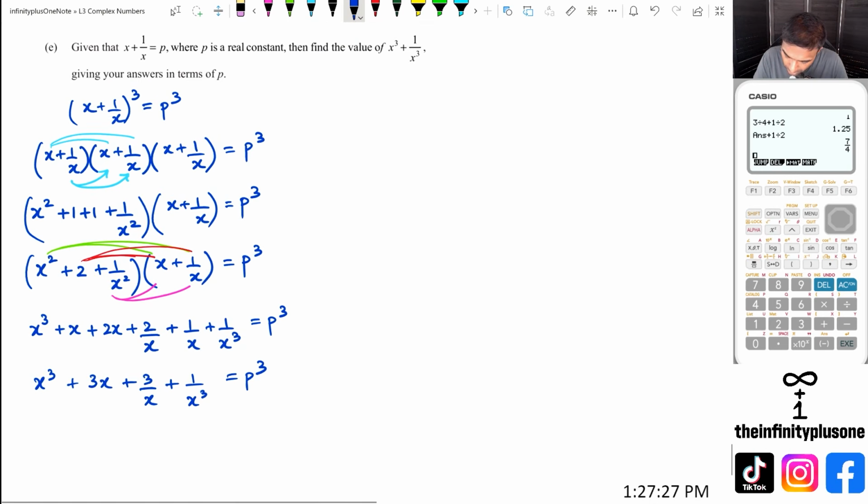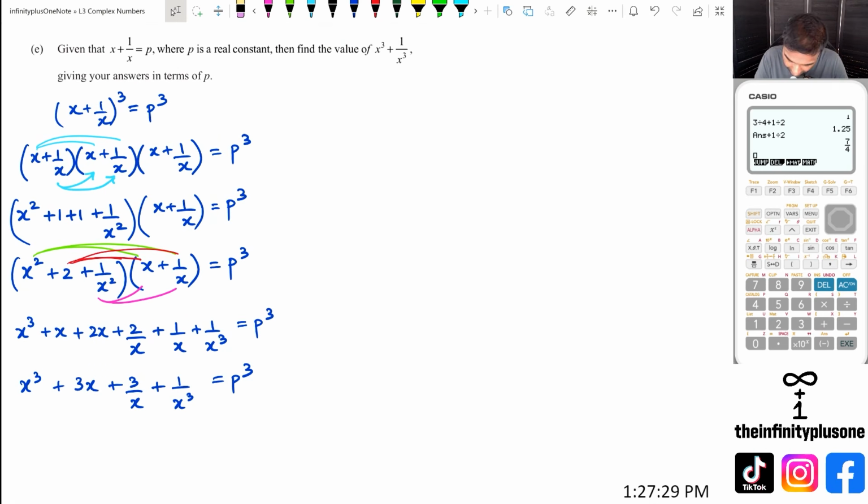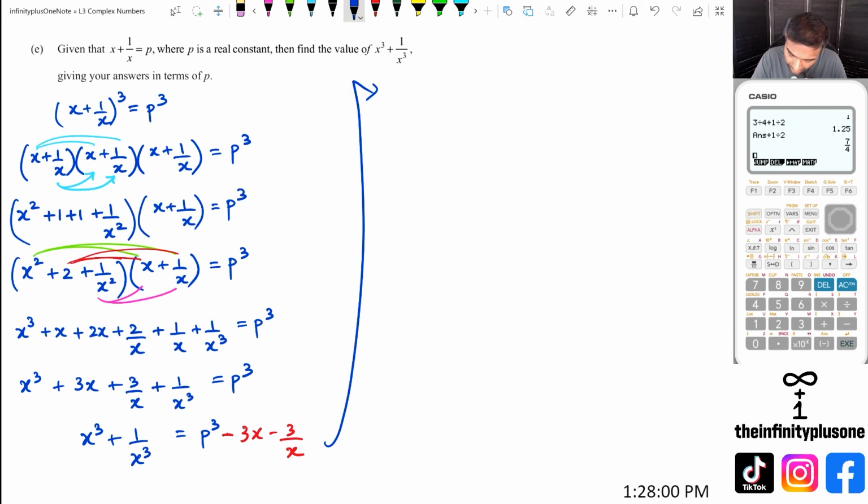Now I want to have x cubed plus 1 over x cubed by itself on the left hand side. And on the right hand side I've got p cubed minus 3x minus 3 over x. Now here's the problem. The answer says you need to give it in terms of p, and I need to get rid of the x's somehow. I think this is why this question is annoyingly easy, but it's also something you just need to be visually looking for.